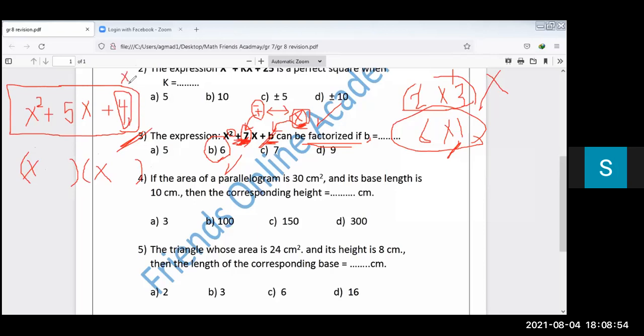What in multiplication? What 2 times what gives me 4? 2 multiply 2. Only 2 multiply 2? Or 4 times 1. 4 times 1. Okay, excellent.